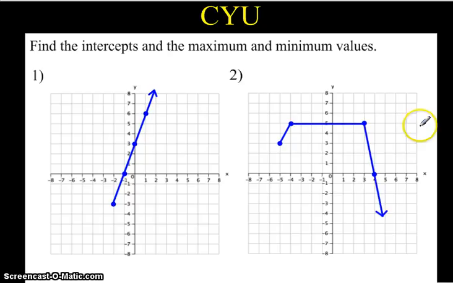2 questions. You don't even have to copy these down. Just look at the picture and write down what are the intercepts, the x and y intercepts, and the maximum and minimum values. Again, you don't have to copy these diagrams down. Just look at the picture here and write down your answers. Put them in the quiz, and you are all set.